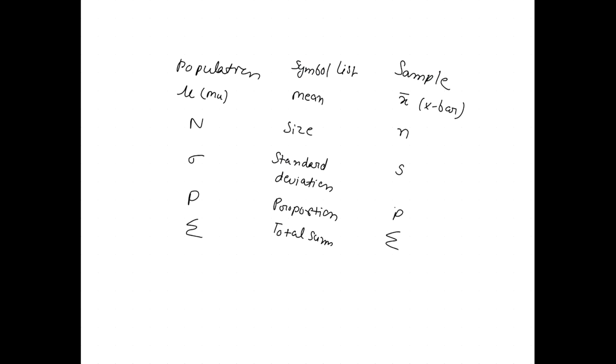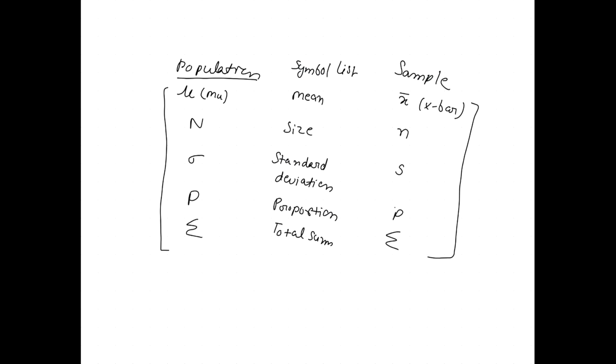So whenever you are using the population, you should keep these symbols in mind. If you are calculating the mean, this is mu. And if you are using the sample and want to calculate the average, you need to use x bar. For the size, this is the capital N, this is small n. For the standard deviation, this is sigma, this is small s. This is for proportion, capital P, and this is small p. Summation is the same. So this is the major difference.